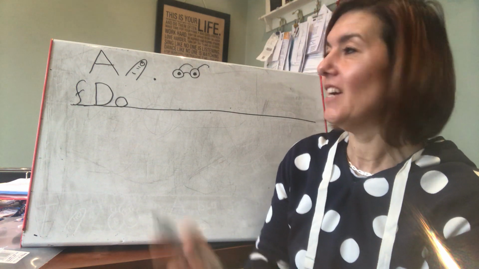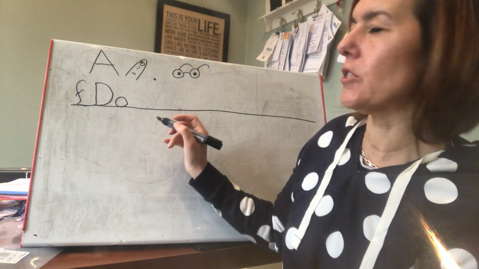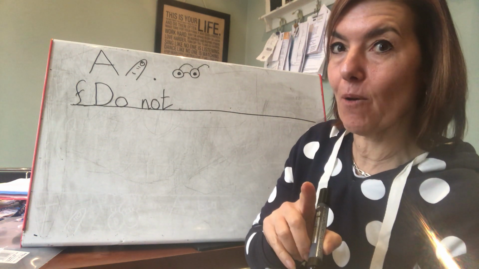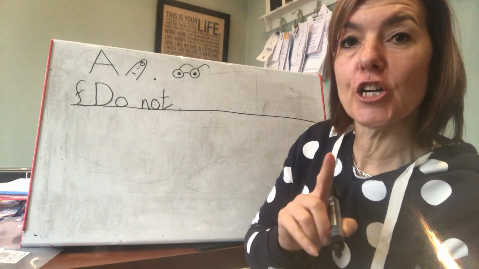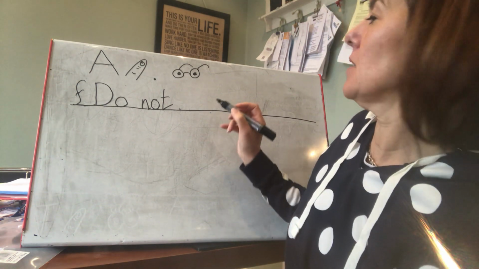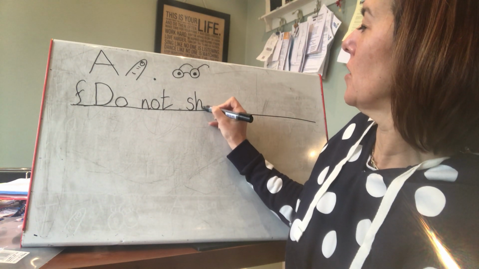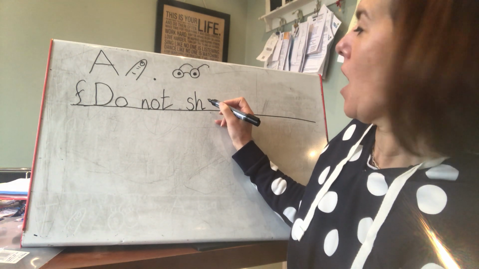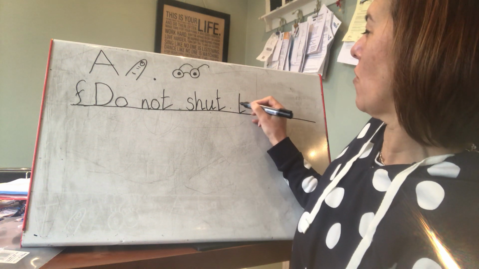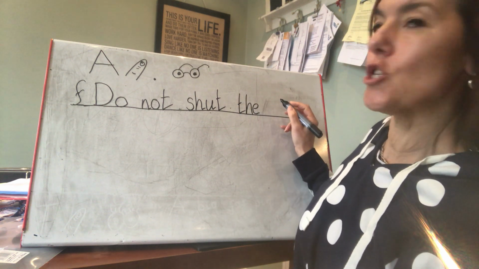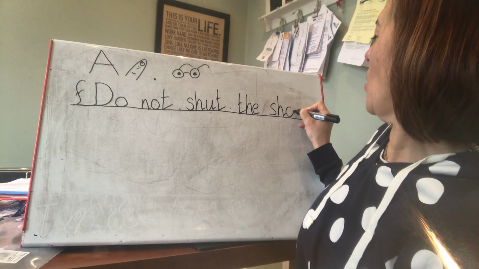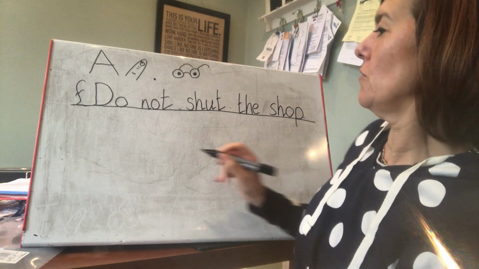Okay, did you write it? So we got do already, didn't we? Not. Now, you see, now I'm getting you to do 2 letters, 1 sound. We need the sh sound for shut, don't we? Do you remember what the sh sound is? It's a s and a h. Sh, shut, sh. Do not shut the, a rocket word, you all know that by now. Shop, we need that sh sound again. Sh. Do not shut the shop.